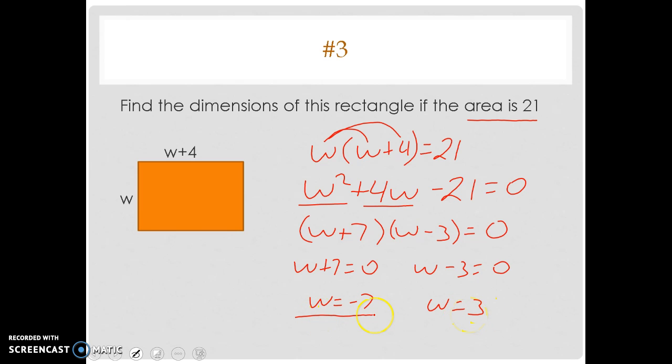Now, even though this makes the equation true, it doesn't fit with our situation, because our width cannot be negative. And so our width is going to have to be positive 3. So that means this side is going to be 3. This side here is going to be 3 plus 4, which is 7. So it's a 3 by 7 rectangle. And that's what we're going to be doing on our homework assignment for today. We will go ahead and do those questions, and then we'll come back and go over questions that we have in class tomorrow.